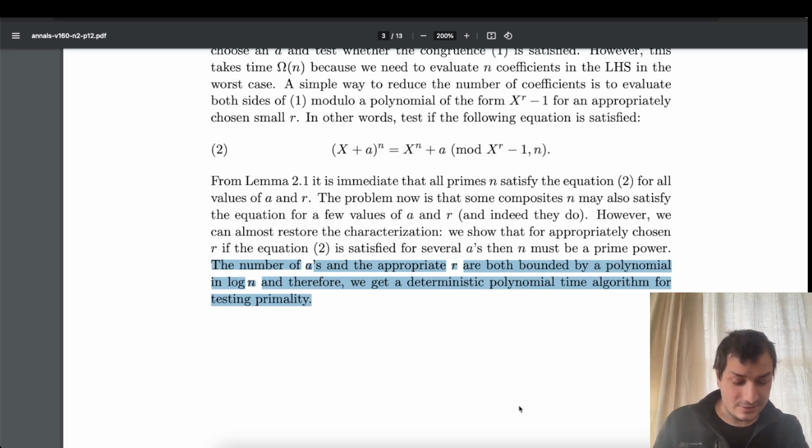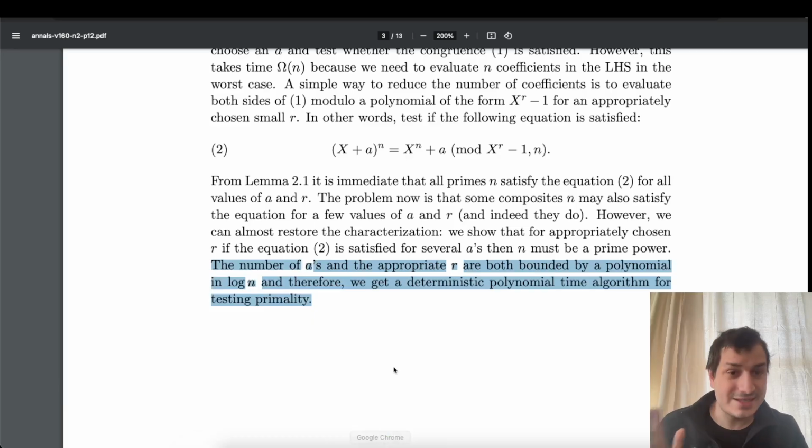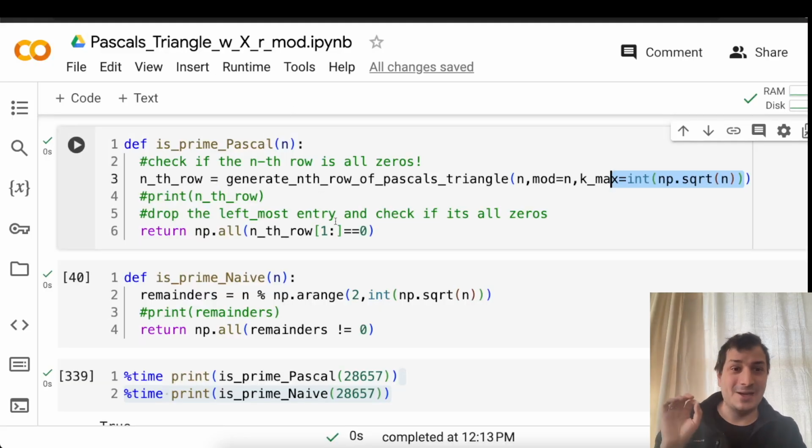So to recap, they started with this idea of looking for zeros in Pascal's triangle, and then they did this smooshing trick. Instead of keeping track of a row of length n, they smooshed it down to a row of length r. And then they proved using theoretical math that you can just use very small amounts of r. So r just can be logarithmic in n, and it will still work. So that's the idea. I did some kind of bare bones implementation of this in my Python code.